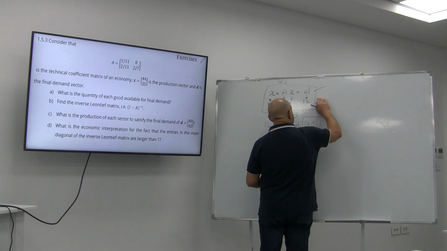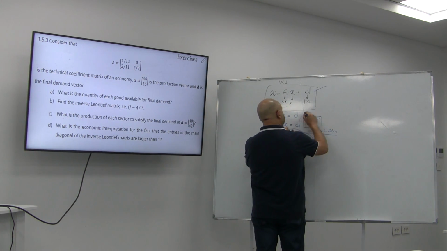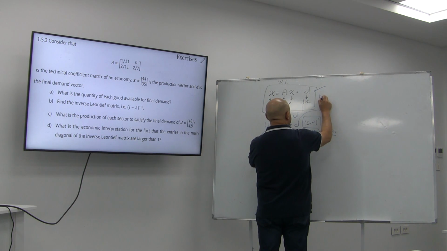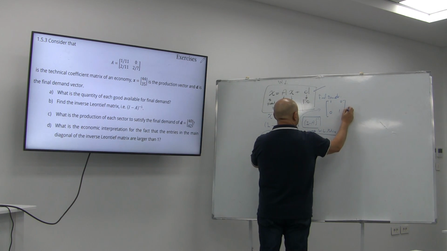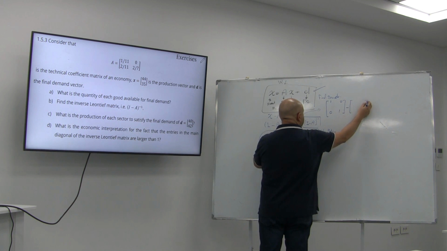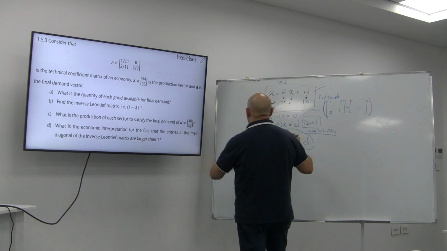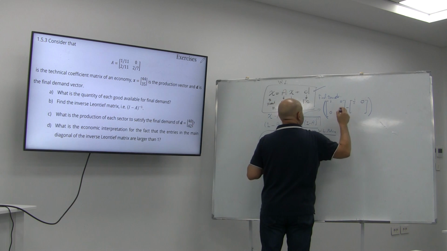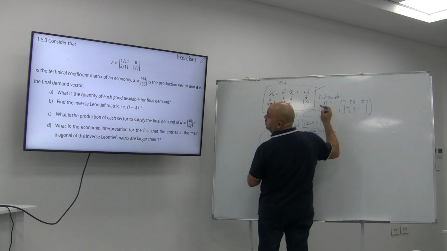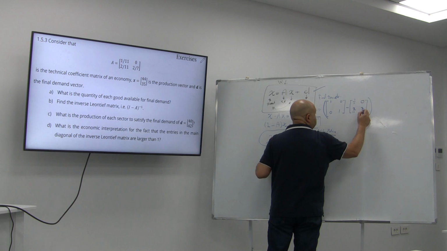So now I need to have the final demand. I will get I, which should be 1, 0, 0, 1, and I will subtract A from this matrix. Here we go. And this matrix is given by 1 over 11, 0, 2 over 11, and then 2 over 7. Is it correct?